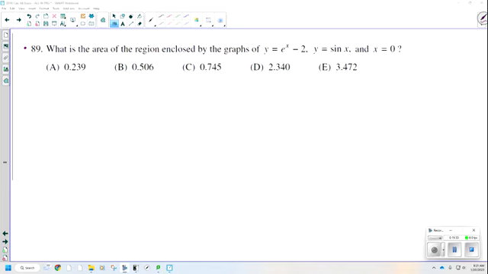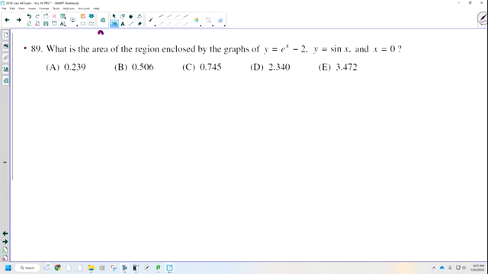Number 89. What is the area of the region enclosed by the graphs y equals e to the x minus 2, y equals sine of x, and x equals 0? Okay, let's get a visual of this first. Area of the region, okay, area under a curve or between curves is always an integral. But let's get a visual of what we're integrating. So I'm just going to graph these two functions they gave us.